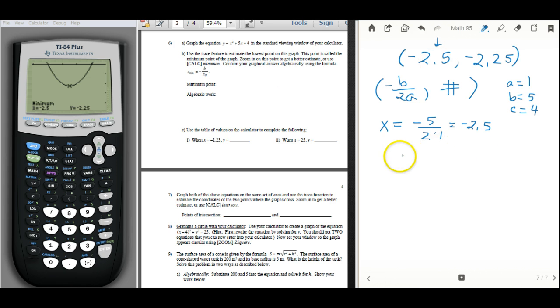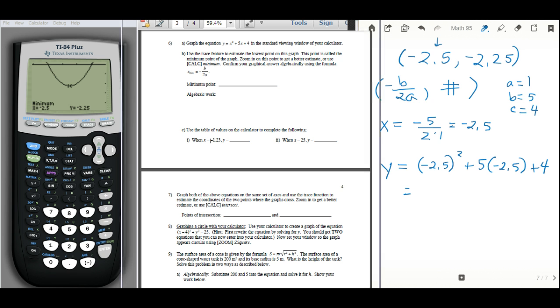Yep, that matches. So now to figure out the corresponding y value, all I have to do is plug negative 2.5 into the equation, right? And again, this is a little bit tedious because you have to say, okay, I'm going to put negative 2.5, square it, plus 5 times negative 2.5 plus 4. And you can go ahead and do that using your handy dandy calculator over here. And what you're going to get is the y value that's actually produced right here from our graph before.